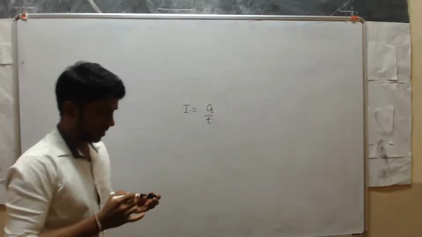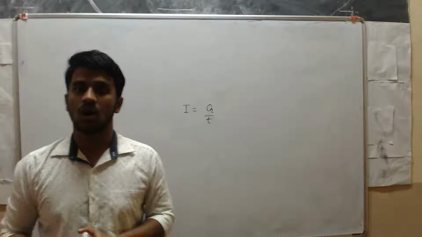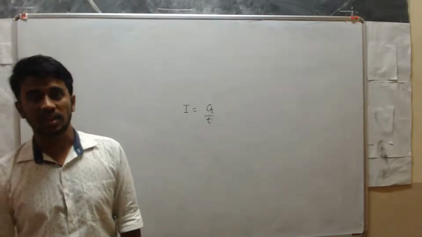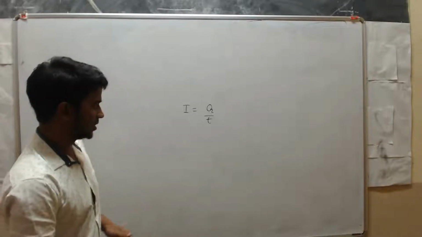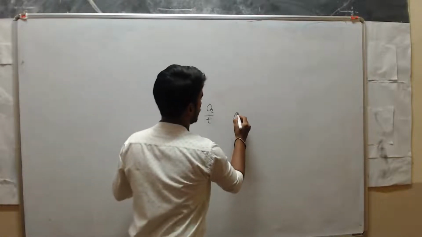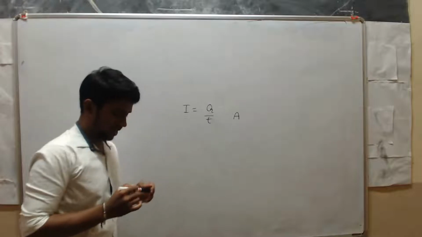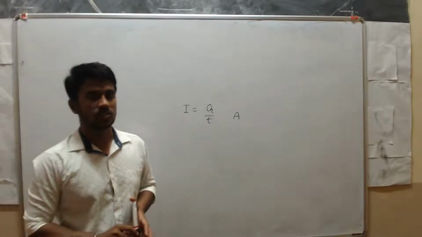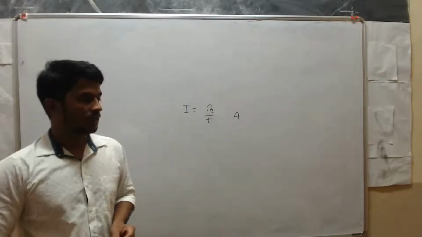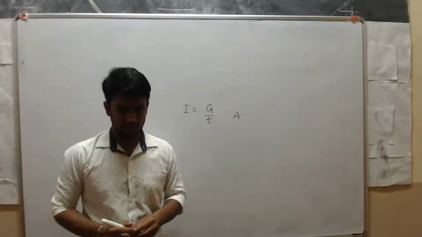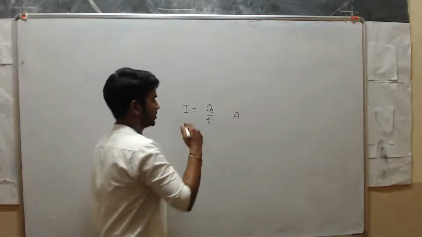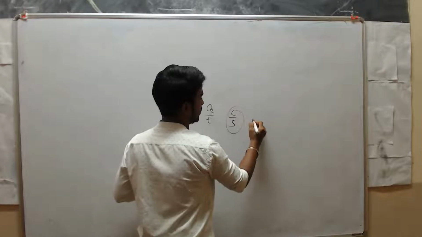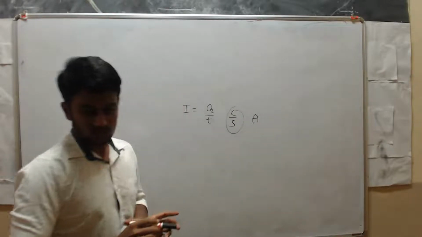We can define it as the amount of charges that passes through a particular area in unit time. The SI unit of current is ampere, and to measure current in an electric circuit we use an ammeter, the device which measures the current. Actually the SI unit of current is coulomb per second, and instead of coulomb per second we use ampere.